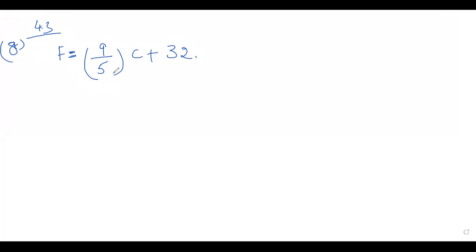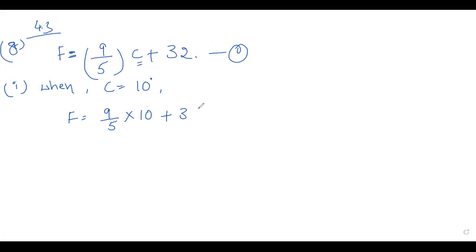So for the first one, you have to draw the graph. So you have to find out the values for C and F. Call it equation number 1. Just give values for C, children, like X and Y. When C is equal to 10 degree, what is F? F is equal to 9/5 C, in place of C I am writing 10, plus 32.